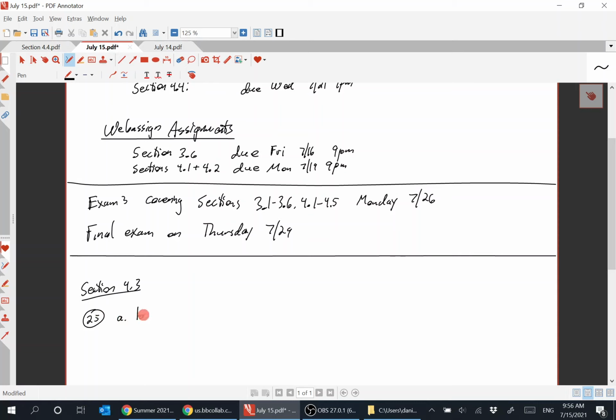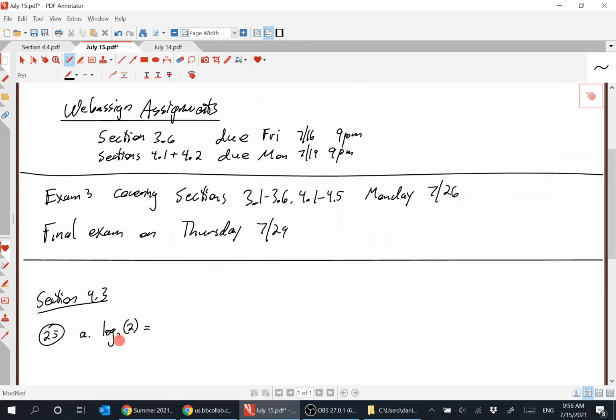A, we have the log base 2 of 2. So the log base 2 of 2 is equal to the exponent, right? 2 to which exponent is equal to 2? Well, 2 to the 1 is equal to 2.